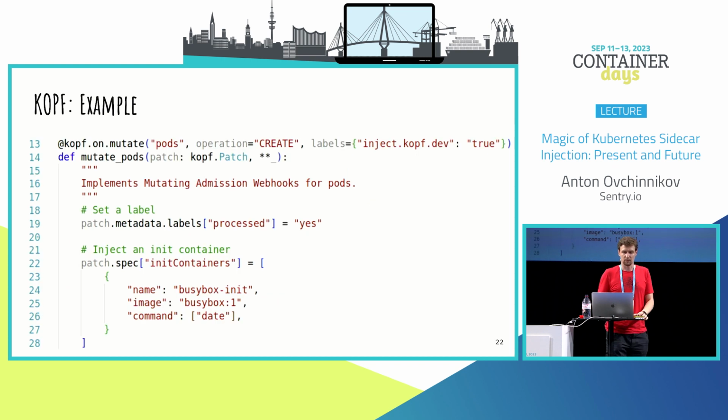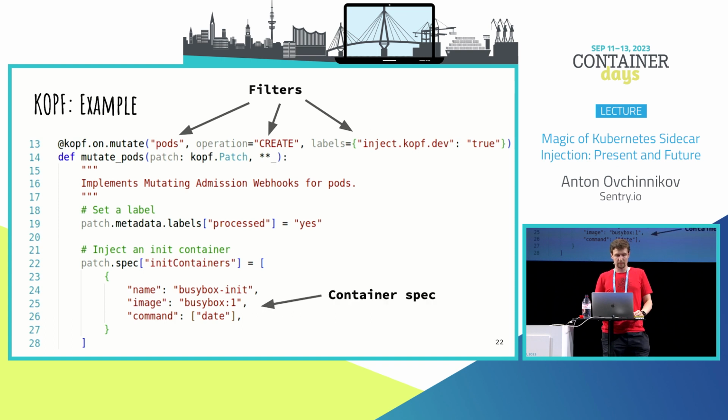Now to the handler itself. It's also just like a single Python function. In the decorator, we can specify filters. So again, we only care about pod creation requests and the specific label that will be used as a filter. And then here at the bottom, this is where the magic happens, right? This is where we basically inject an init container in our pod.